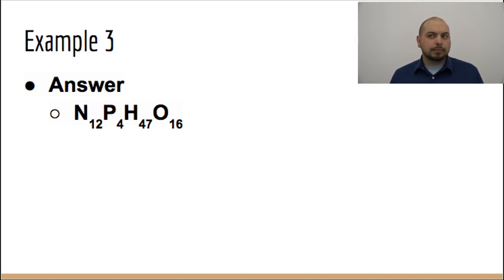H47, O16. So our empirical formula here is extremely large, but still in the most reduced form. So in other words, your empirical formula does not have to be simple. It can be extremely complex depending on the complexity of the compound you're looking at.